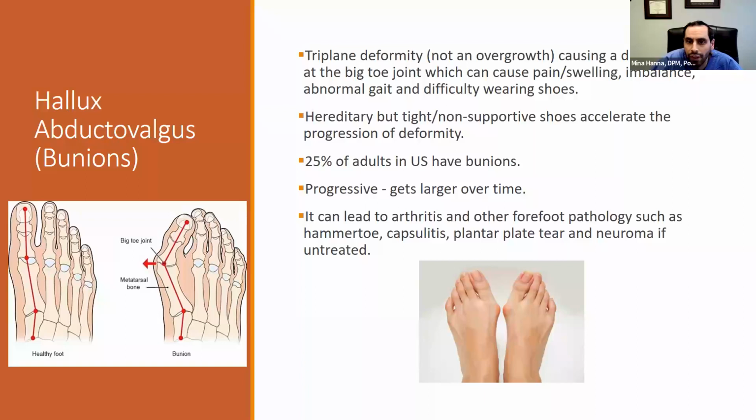One out of four adults have bunions, and it's typically progressive, meaning that it gets larger over time if it's not treated. Bunions can lead to arthritis or other forefoot pathologies such as hammer toes, capsulitis, plantar plate tear, and neuroma if left untreated. So this is what a healthy foot looks like. You can see the joint is aligned properly, and this is what a bunion looks like, where the metatarsal is shifting out of alignment, causing the big toe to drift inward. This affects the joint, and it causes the appearance of a large bump or growth.